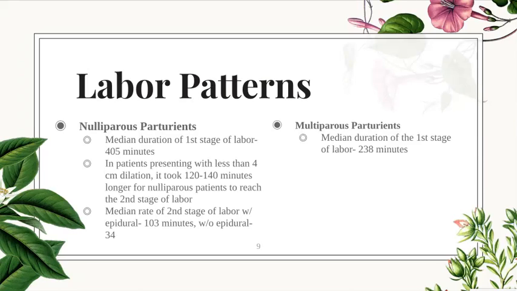It was also indicated that for patients presenting for admission with cervical dilation less than 4 centimeters, the time to get to the second stage of labor was 120 to 140 minutes longer in the nulliparous population. However, this gap between the groups dramatically increased when the dilation upon admission was larger. The median and 95th percentile rates of the second stage of labor for nulliparous patients with epidurals were 103 and 224 minutes, and without epidurals were 34 and 173 minutes.